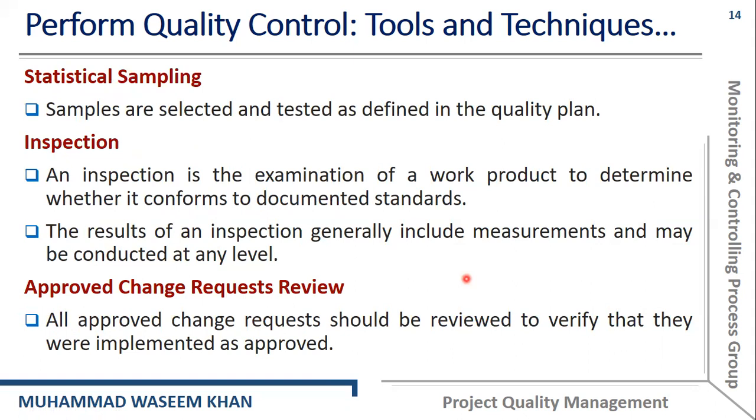Then we have the statistical sampling tool, where samples are selected and tested as defined in the quality plan. We will discuss statistical sampling in detail in a separate chapter, because we have a number of different statistical sampling types, like random sampling. For example, if you have 100 pure mineral water bottles and you want to investigate 10 of them, then you can randomly select any 10 bottles. That is called random sampling.